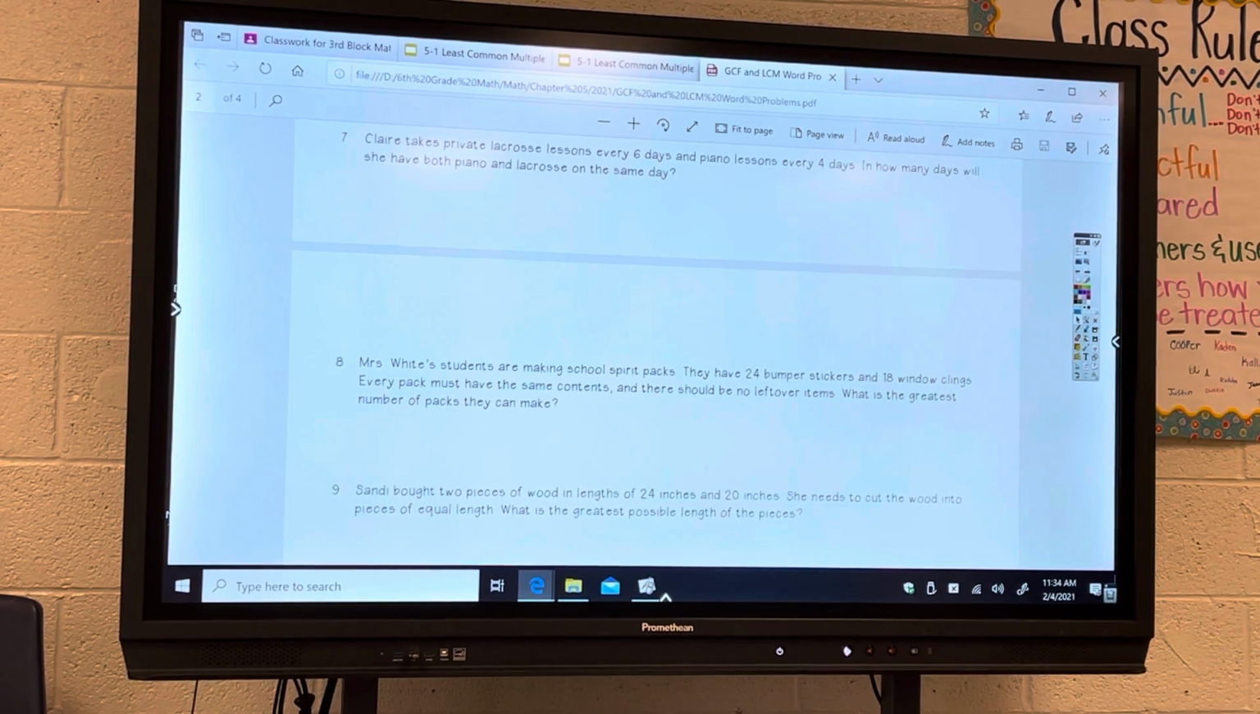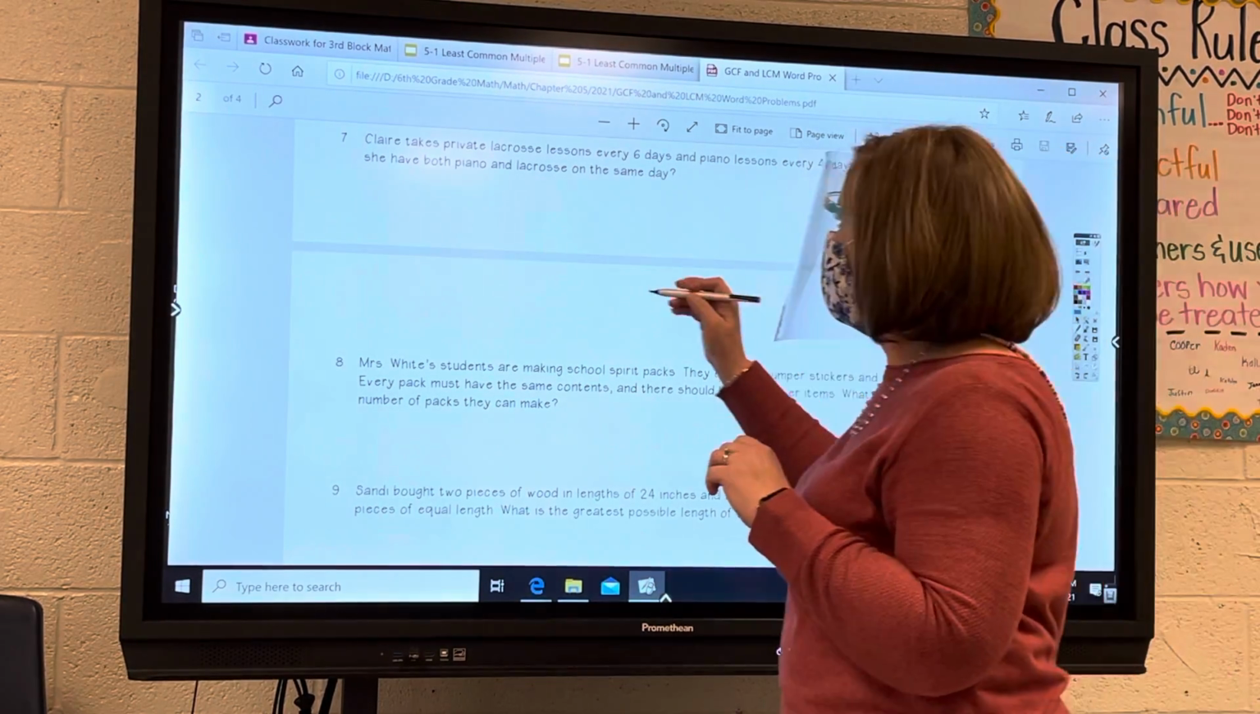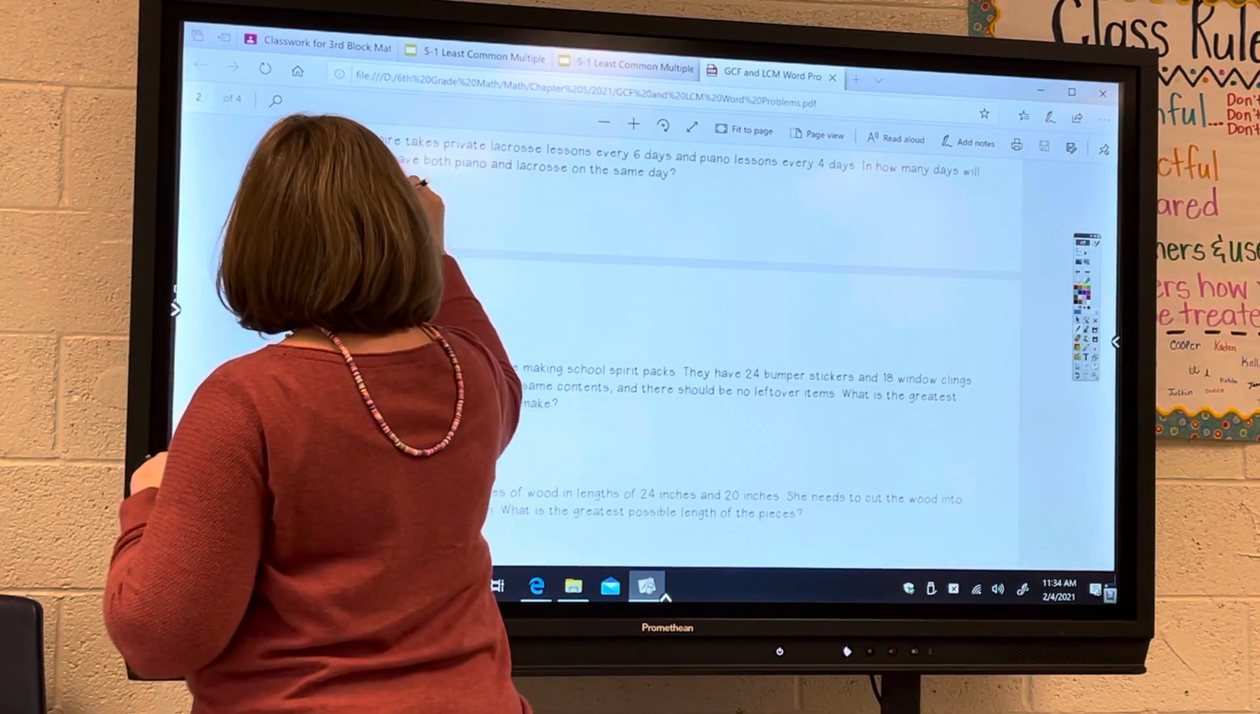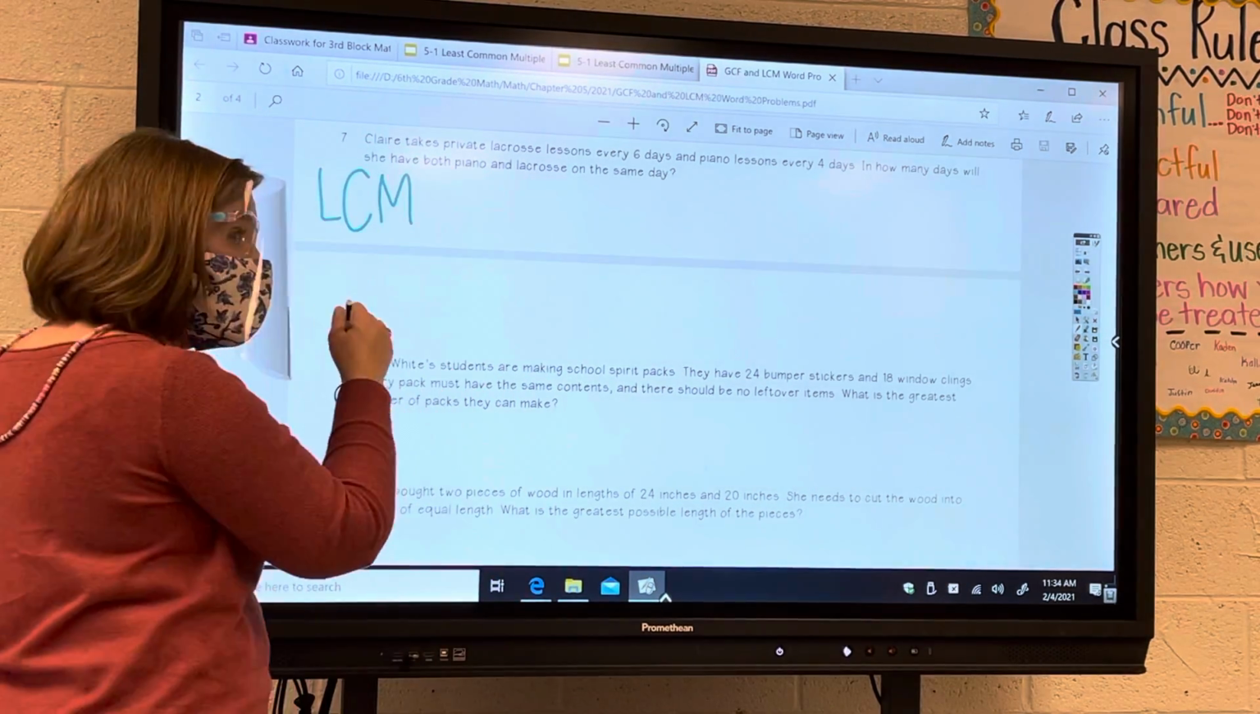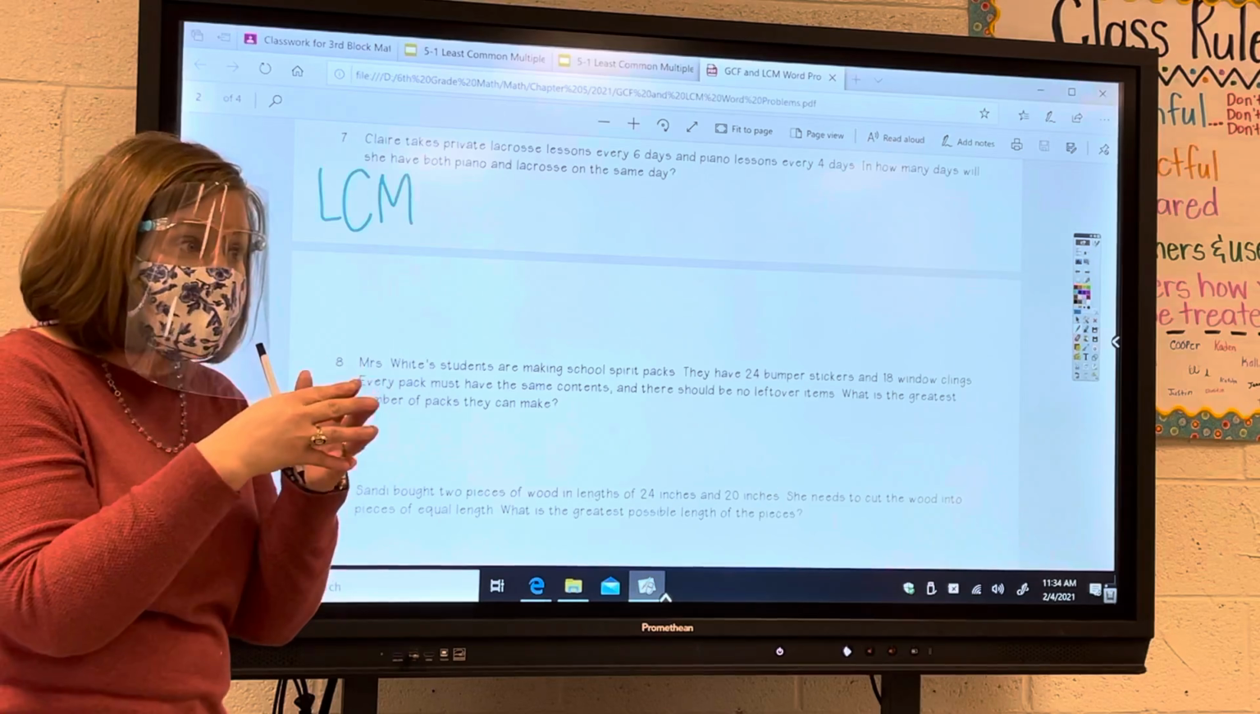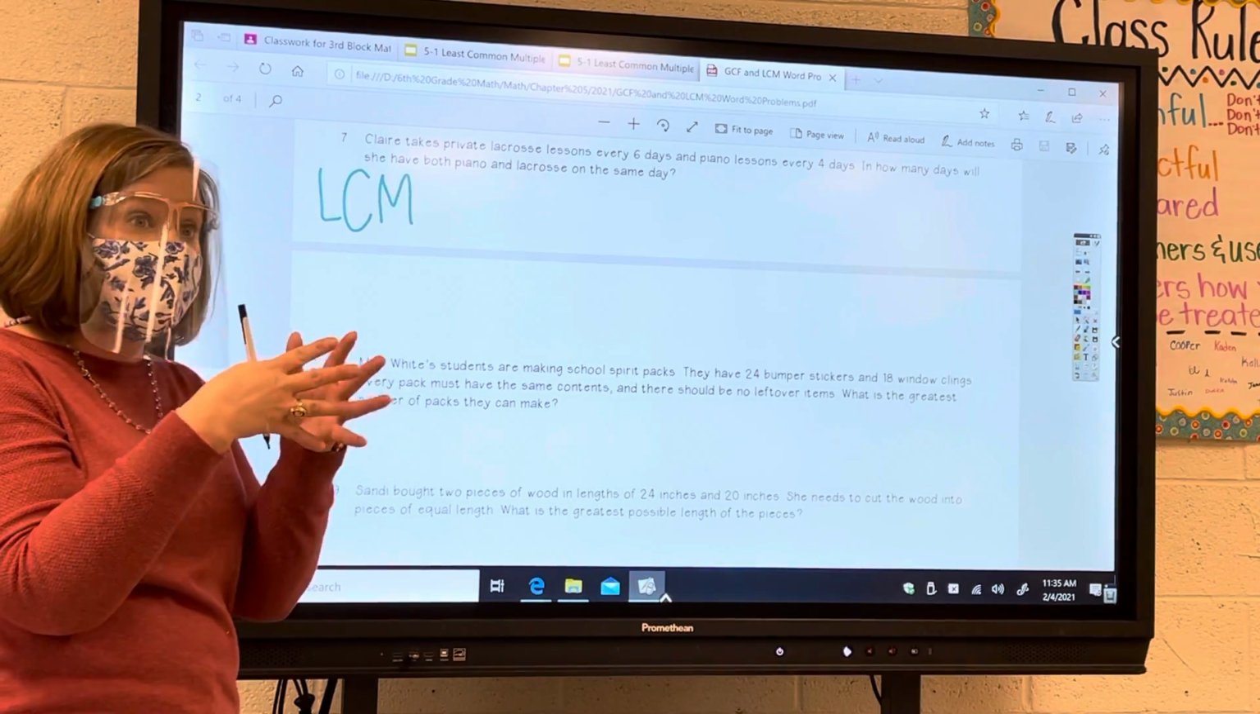So I want to know the first time she's going to have both. So am I looking for the lowest number or am I looking for the highest number? The lowest. The first time they're going to be at the same time. So I'm looking for the least common multiple. The lowest number, the lowest day, the first day that she's going to do both.